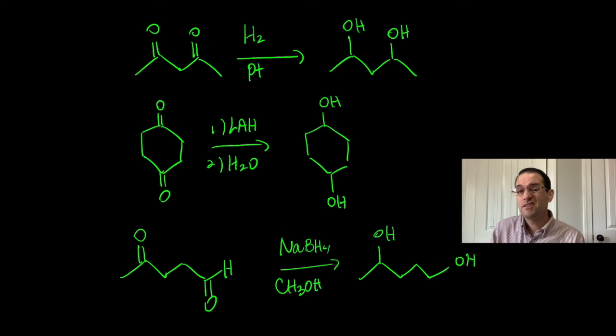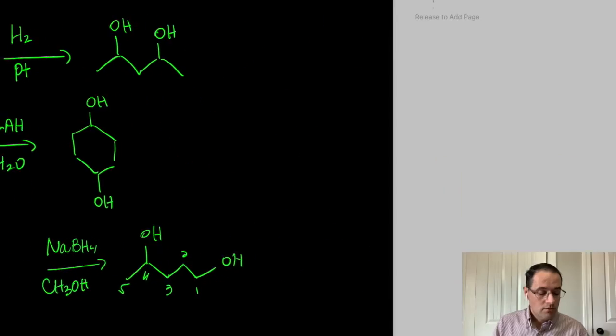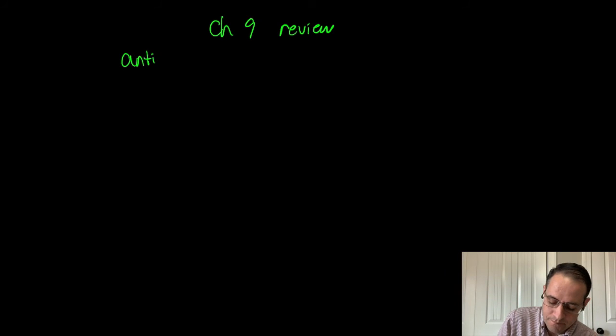Okay, and it's good to count the carbons and make sure you're not accidentally adding any. So the alcohol is at carbon 4 and also carbon 1. So we call that 1,4-pentane diol. Okay. Now we've talked about in chapter 9 how to make diols through dihydroxylations. Okay. We have an anti-dihydroxylation.